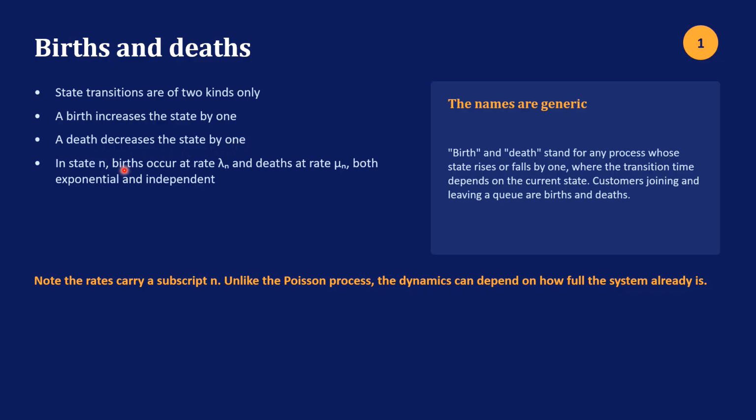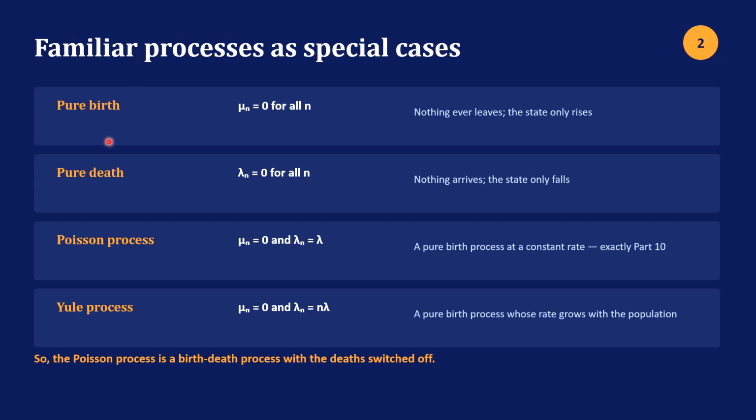In state n, births occur at rate lambda sub n, and deaths occur at rate mu sub n. Both are exponential and independent. So again, note the rate carries a subscript n here. Unlike the Poisson process, the dynamics can depend on how full the system is because of this varying lambda and mu based on n.